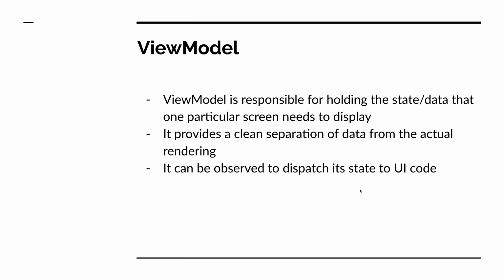So then you have activities, but then where do you actually store the data for what's on screen? So view models are responsible for actually holding the state or the data that one particular screen needs to operate. It's something that Google highly recommends. It provides, again, that clean separation of data from the actual UI rendering code. And view models can then be essentially observed using a publisher subscription pattern to give the UI an opportunity to observe for those changes and then react by updating the UI.